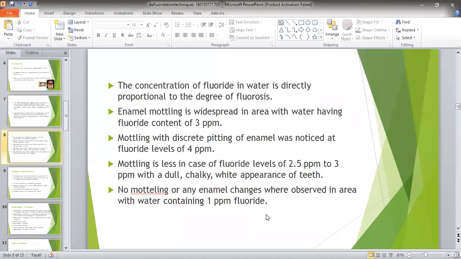Enamel mottling is widespread in areas. This is all written about the Dean's fluorosis index. So enamel mottling is widespread in areas with the water having fluoride content of 3 part per million, and if level exceeds to 4 part per million, discrete pitting of enamel will be seen. Mottling is less in case of fluoride levels 2.5 to 3 part per million with a dull chalky white appearance of teeth, and no mottling or any enamel change is observed in the area with the water containing optimum level of 1 part per million.